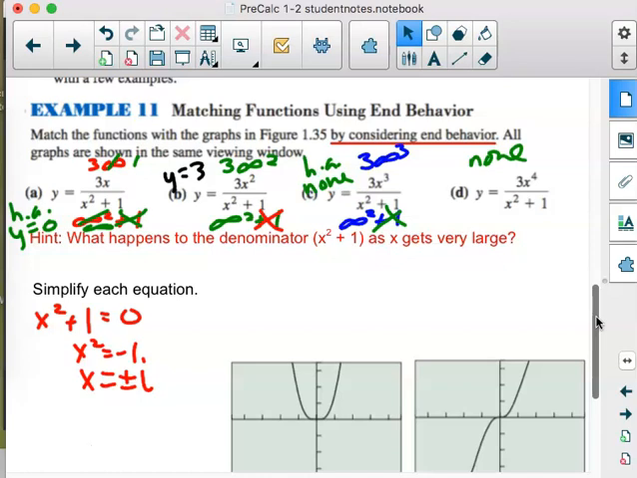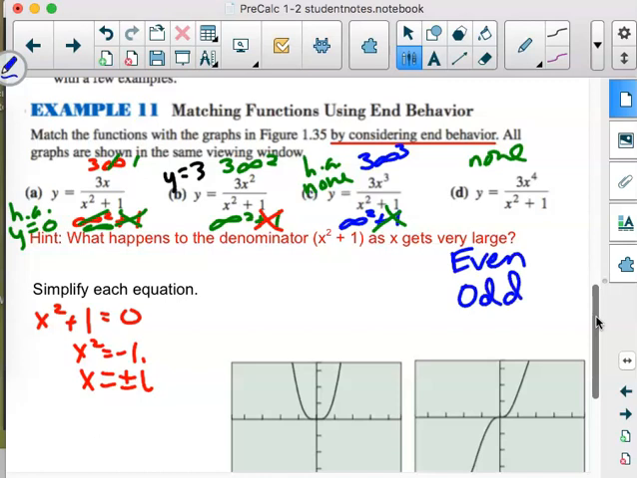So here's what I want you to do. I want you to use the asymptotes along with the even versus odd behavior. And then I know you'll be able to figure out which ones are which.